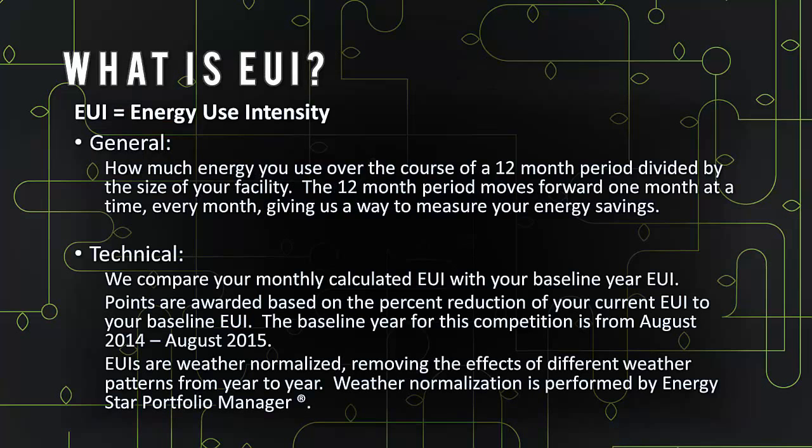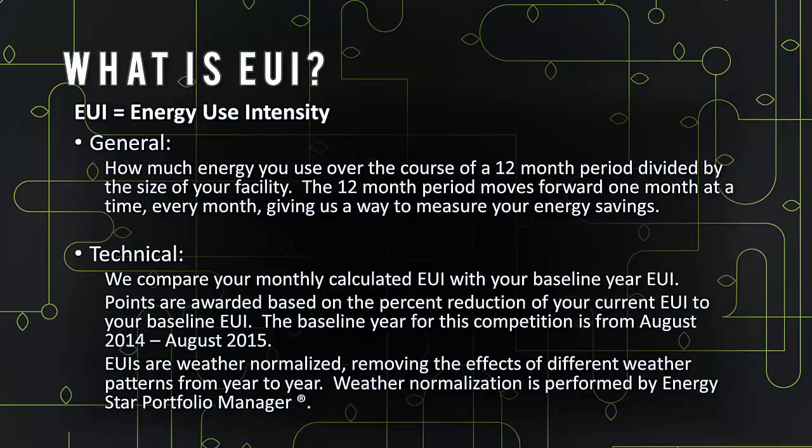So, just briefly, what is an EUI? EUI is not something everybody understands. It stands for Energy Use Intensity. In general, it's how much energy you use over the course of a 12-month period divided by the size of your facility. Easy. So energy use intensity is just annual energy usage divided by square footage. The 12-month period moves forward 1 month at a time and allows us to see the changes in your energy as the competition moves along.